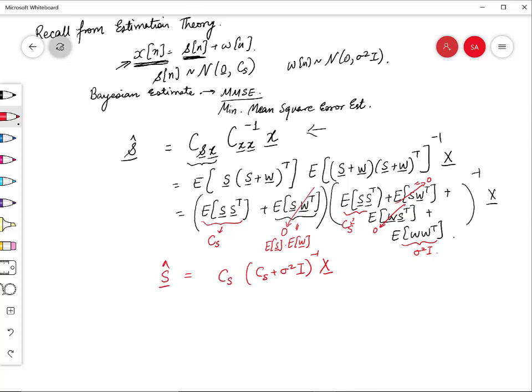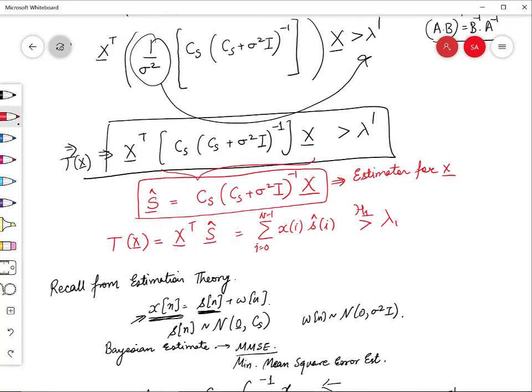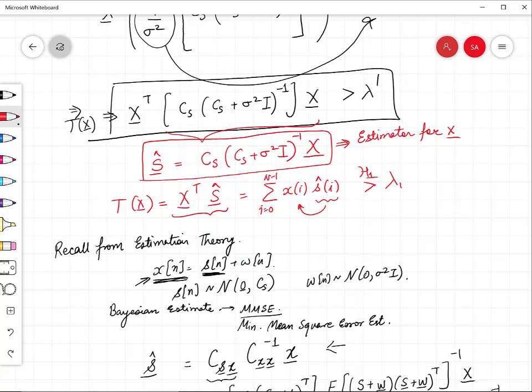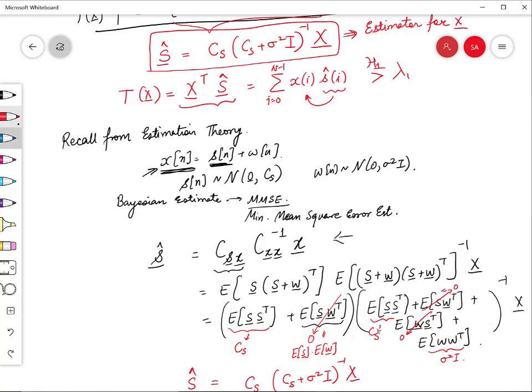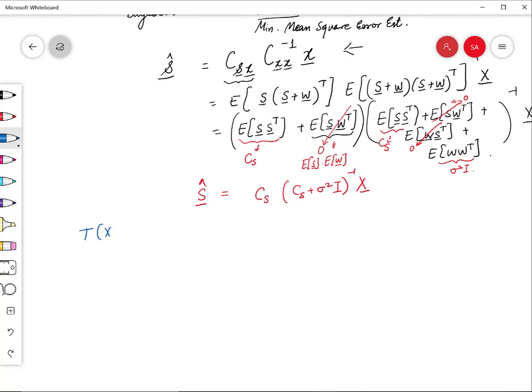All right, so the test statistic that we get here says that what we are doing is correlating our estimated value with the observed values. Okay, so I can draw the diagram for this case, to show you how it comes out. So T(x) is, in our case, x transpose s hat.